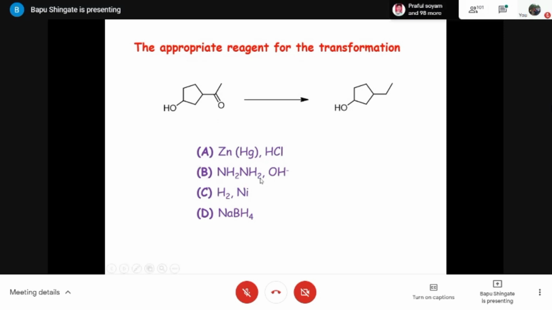And the last option, option B, hydrazine hydrate, is the reaction condition for Wolff-Kishner reduction, which reduces carbonyl into hydrocarbon. And this hydroxyl group will remain intact under basic conditions in the form of its sodium salt. After quenching the reaction, we will get this hydroxyl product.